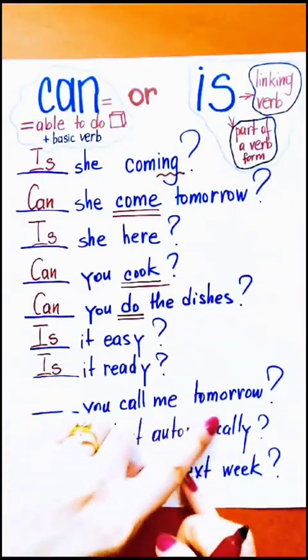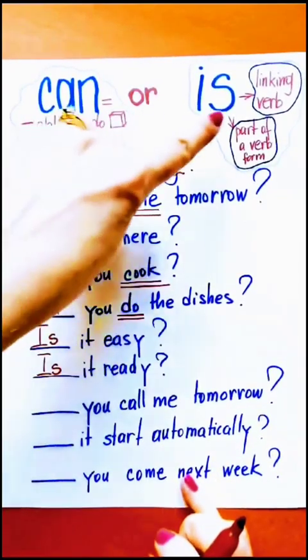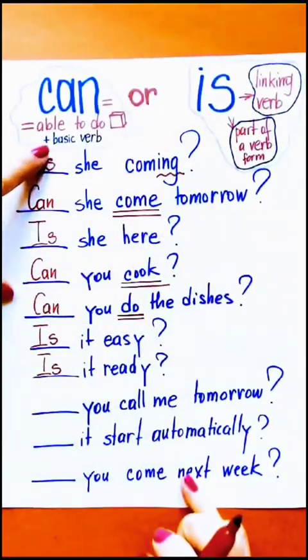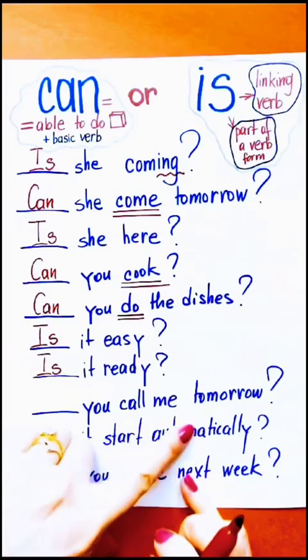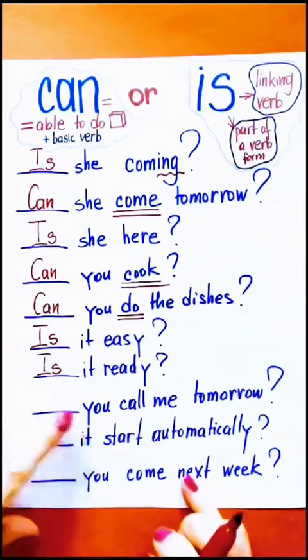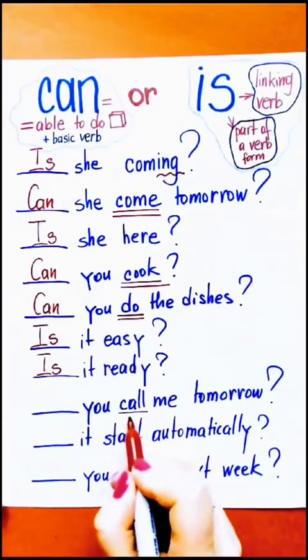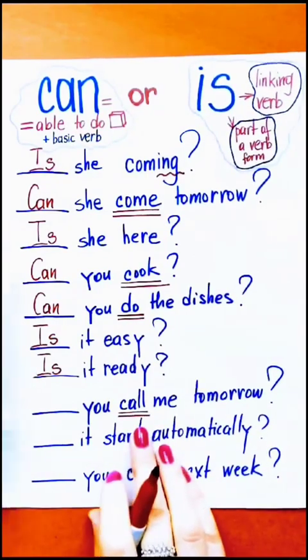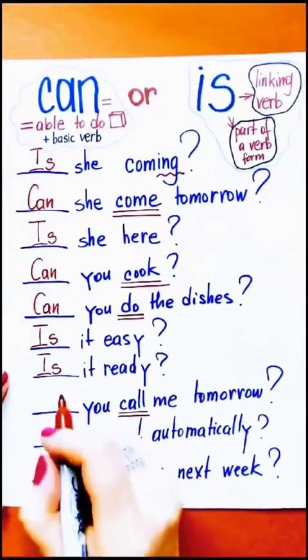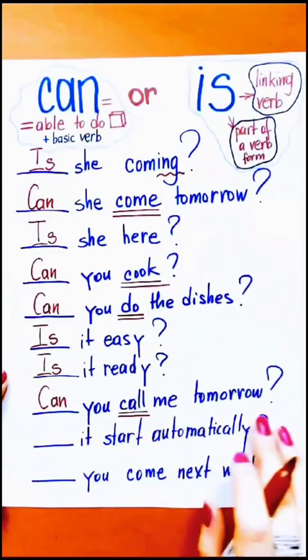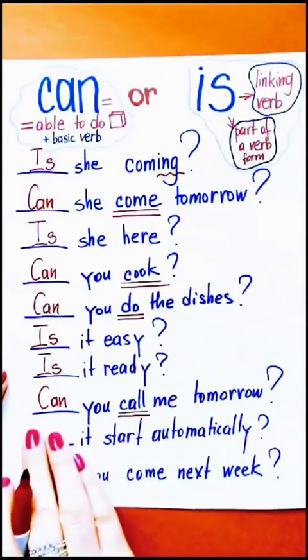You call me tomorrow, can or is? Do we have a basic verb here? Yes, here it is. Call is a basic verb. Use can. Can you call me tomorrow?